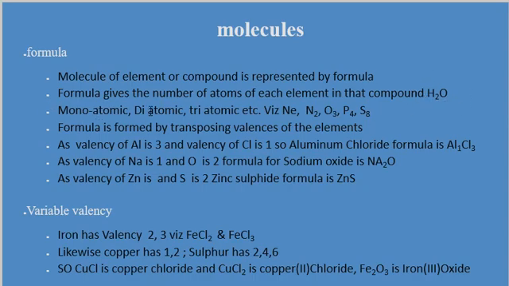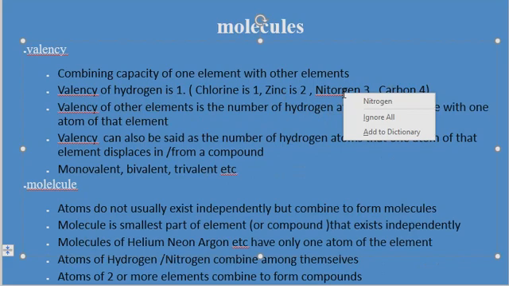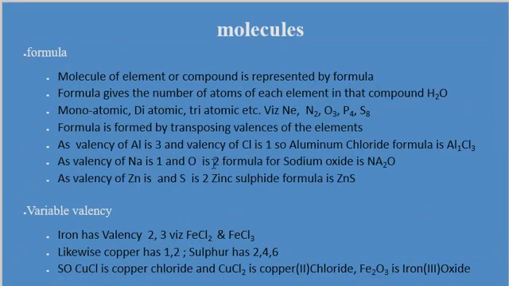We call it monoatomic, diatomic, triatomic, depending on how many. Ne is 1, nitrogen is diatomic, ozone O3 is triatomic, then phosphorus is 4, sulfur is 8. This is the number of atoms of sulfur that goes into that compound. This is the number of atoms of each element in that compound. Now in valency we have seen monovalent, bivalent, trivalent, that is zinc is 2, nitrogen 3 and carbon 4. Here we have monoatomic, diatomic, the number of atoms of each element in that compound.